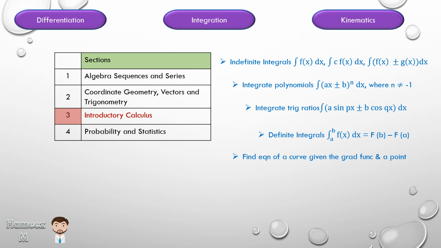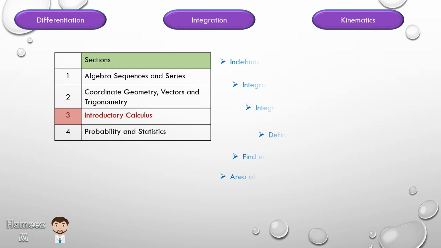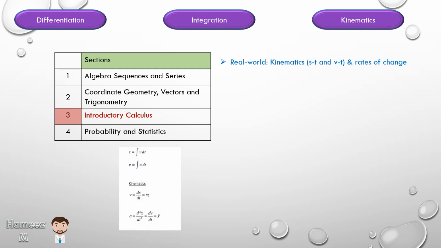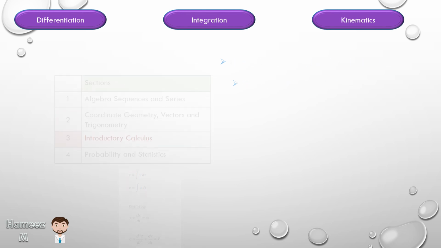Find the equation of a curve given the gradient function and a point, the area of a region in the first quadrant, and the volumes of revolution. Kinematics can be broken down into real-world applications, where we look at the kinematics in terms of ST and VT graphs, which are distance-time and velocity-time graphs, and rates of change. Also, kinematics includes s is equal to the integral of v, velocity, with respect to t, and v is equal to the integral of a, acceleration, with respect to t.